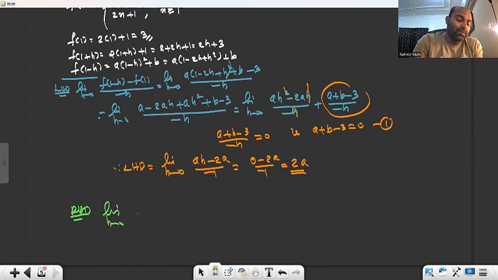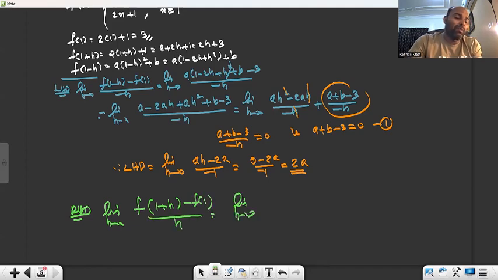Now we have to find RHD. Limit h tending to 0, f of 1 plus h minus f of 1 by h. So 1 plus h means more than 1, which is 2h plus 3, minus f of 1.